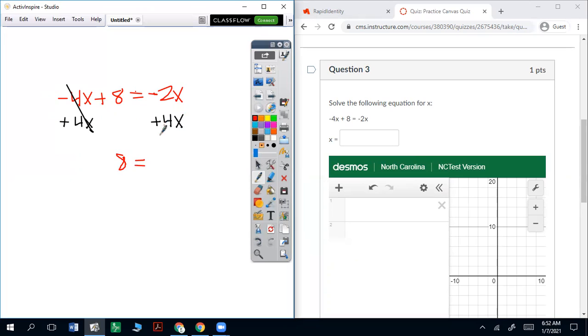That's going to leave me with 8. Negative 2 plus 4 is 2, so 8 equals 2x, and then I can divide both sides by 2 to figure out what x is equal to. So 8 divided by 2 is going to be 4. 4 is going to be equal to x.